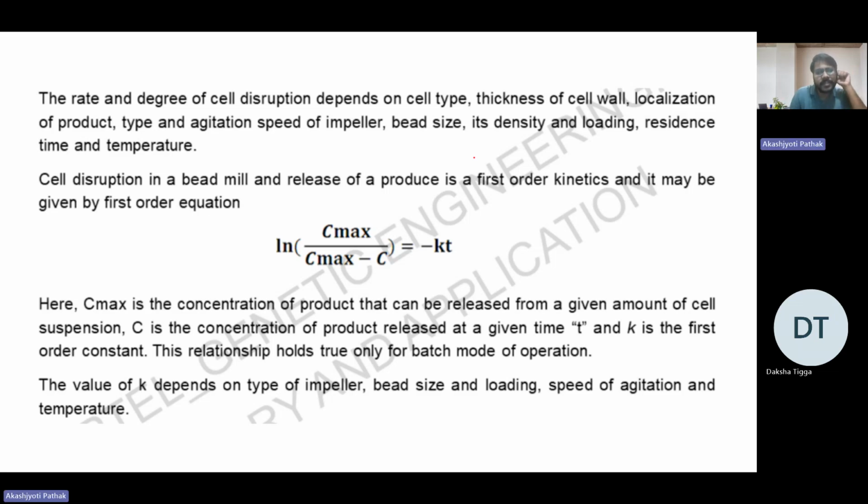So these are some of the information that you must have. The rate and degree of cell disruption will depend on what? All these different methods depend on what type of cell you want to lyse: the cell type, the thickness of the cell wall, and the localization of the product. This protein can be present in the cytosol or inside inclusion bodies, so depending on that, you have to go for several other rounds of disruption.